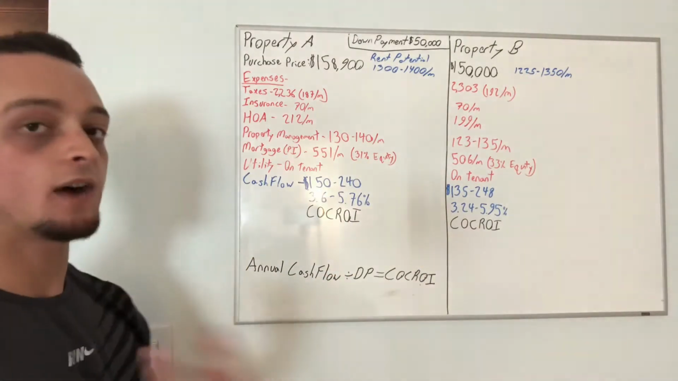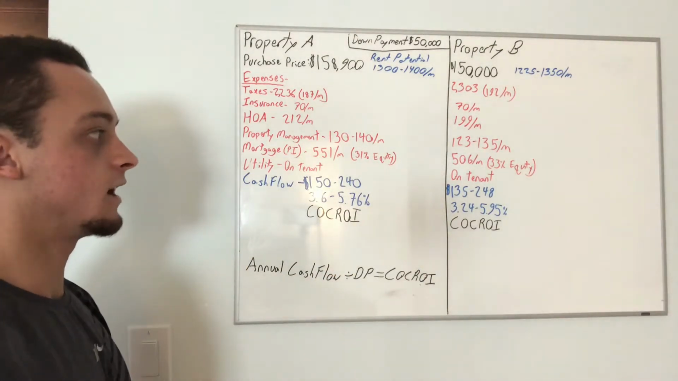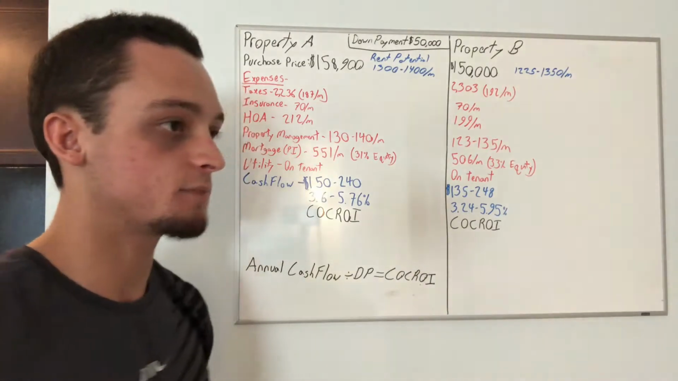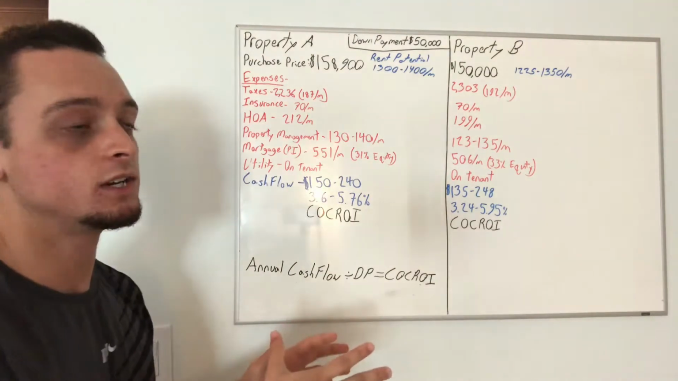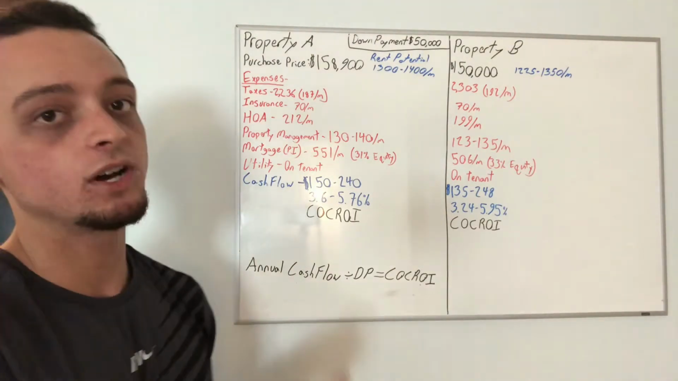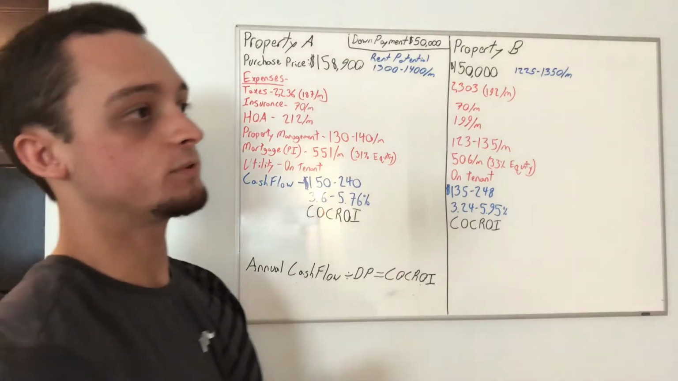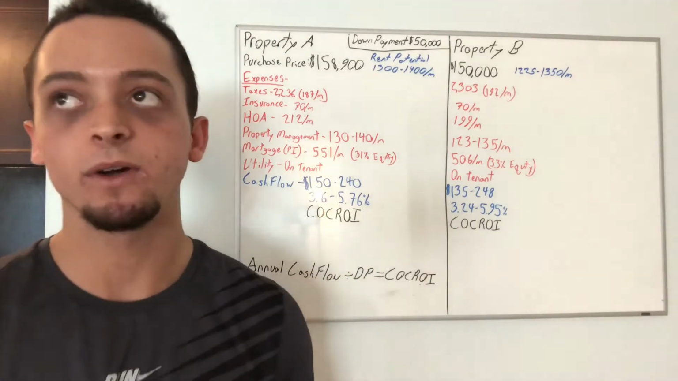So this is how I analyze properties. I hope you find it useful, and I'll also talk about other things when it comes to analyzing property. These are just the numbers. One thing I did forget to include though is the vacancy. Some people do 10%, some people do 1 month's rent, however you want to do it.